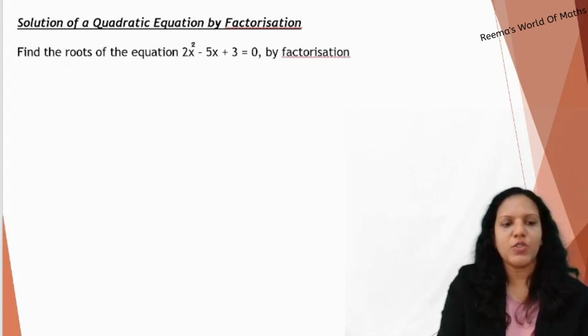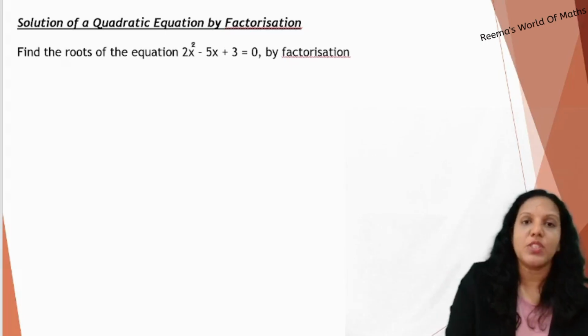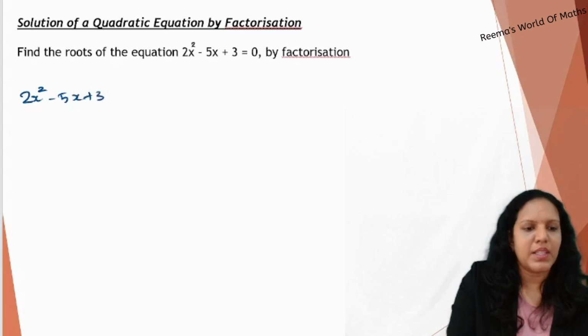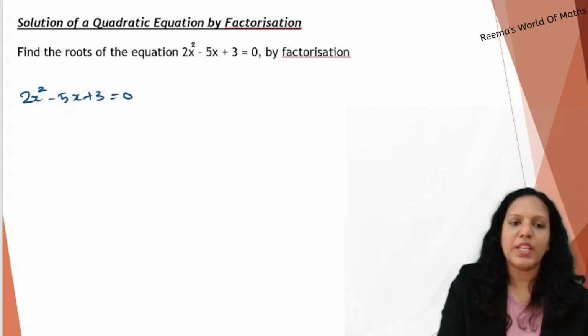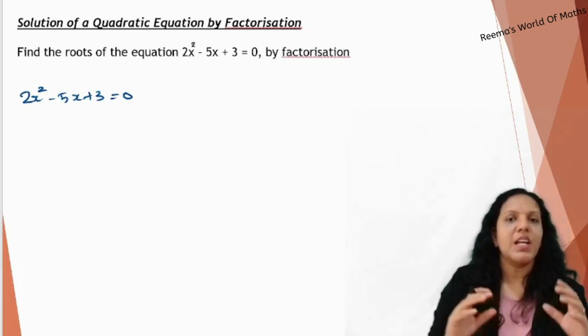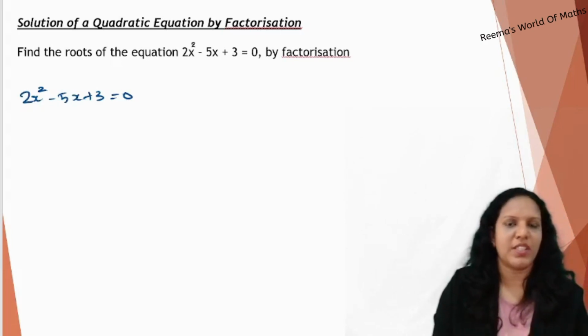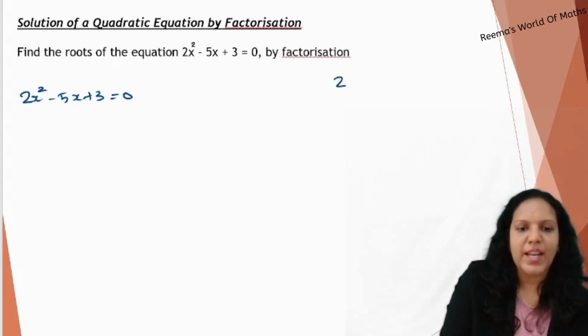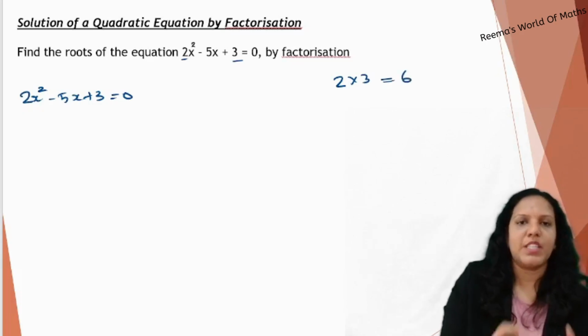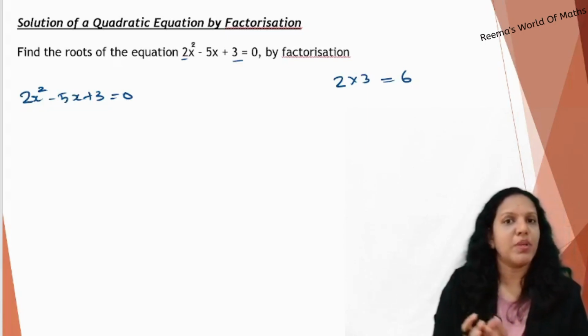So now let's see, find the roots of the equation 2x squared minus 5x plus 3 equals 0 by factorization. So now we need to split the middle term. The middle term is minus 5x. So let's write it as 2x squared minus 5x plus 3 equals 0. We need to split the middle term in a way that the product of the split terms should be equal to the product of the coefficient of x squared and the constant. Here the coefficient of x squared is 2 and the constant term is 3. So the product of that is 6. So the product of the split terms should also be equal to 6.